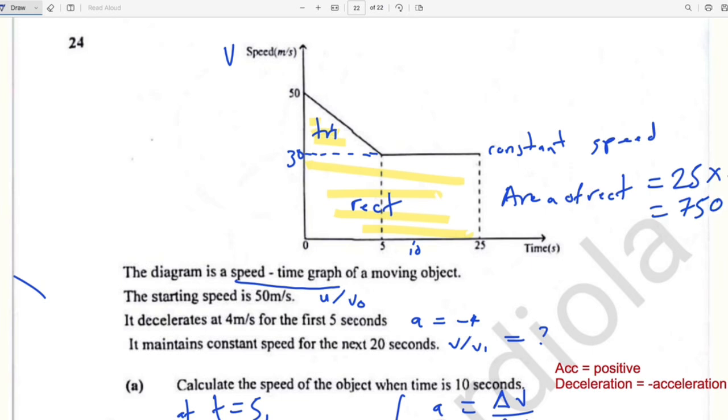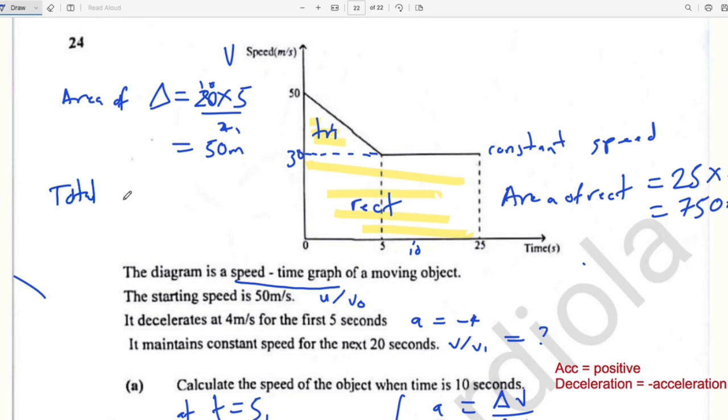Then we also need to calculate the area of the triangle. The area of the triangle is half base times height. So we're going to say from 30 to 50, that's 20, and then from 0 to 5, that's just 5. So the area of the triangle is going to be 20 times 5 divided by 2, or half of 20 times 5, which is 20 times 5 gives us 100, and 100 divided by 2 gives us 50 meters. Okay, so now we have 50 meters and 750 meters.